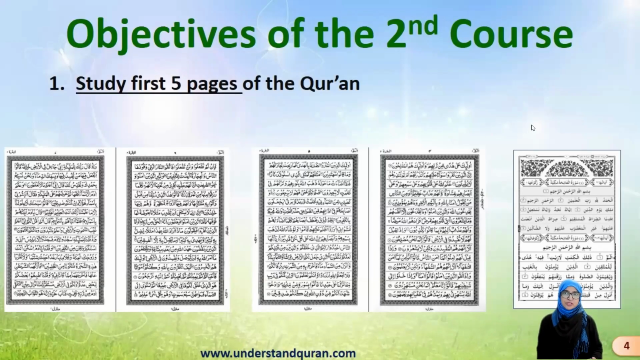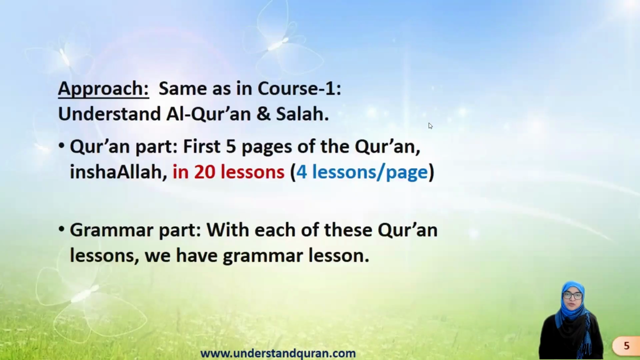Now, we are going to see what the objectives of course 2 are. All right. The first objective of course 2 is that we will study the first 5 pages of the Quran. In course 2, we will do 5 pages. We are going to go very slowly, but very steadily. But a time will come, you will be zipping through all these pages because we have already done the basics. So these are the 5 pages we will be doing in course 2.